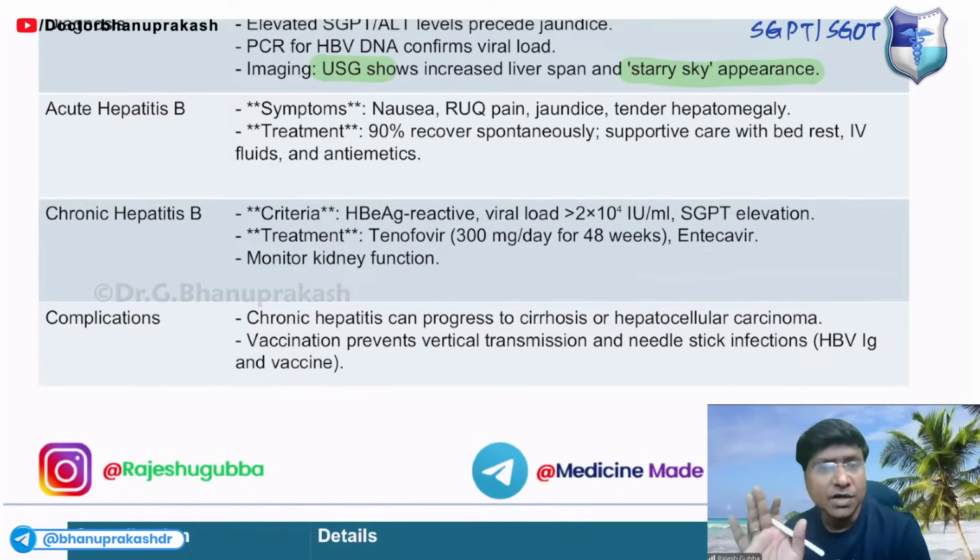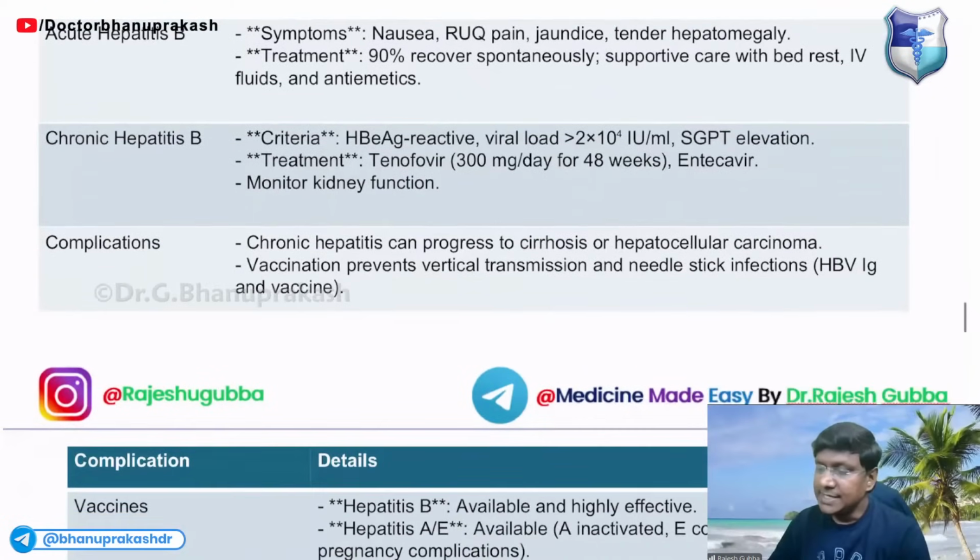Very good. That is in case of the post-streptococcal glomerulonephritis, right? So these are the four questions on the starry sky appearance. Okay. Now coming to the treatment of the acute hepatitis B.